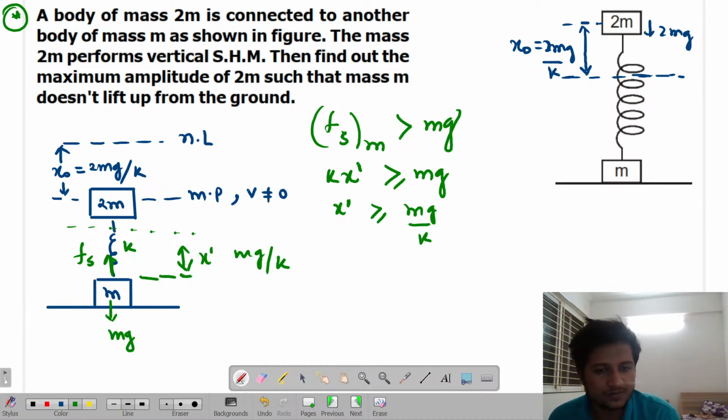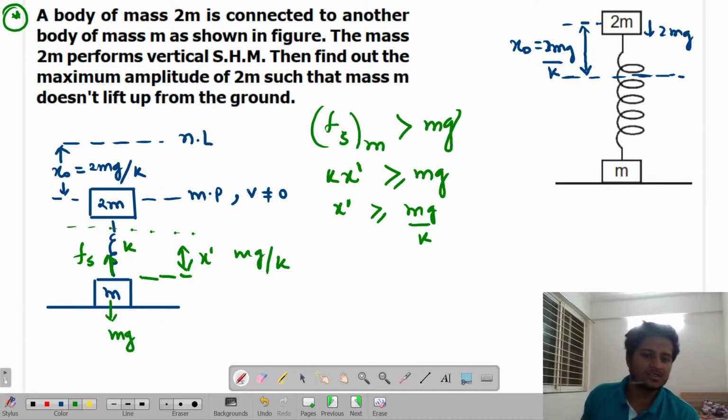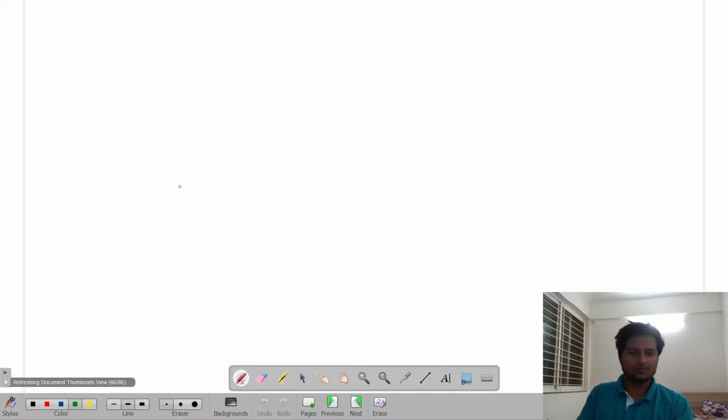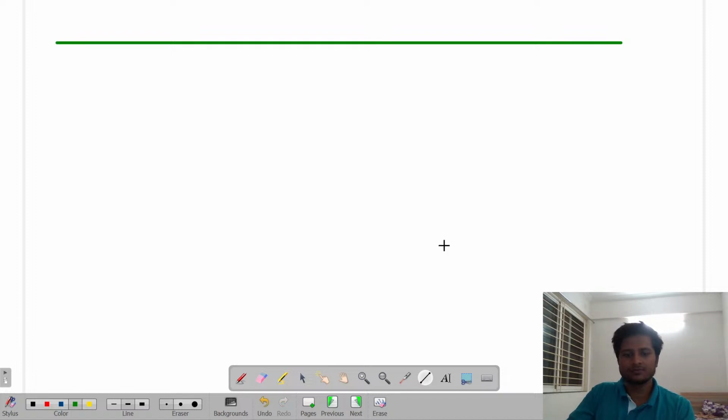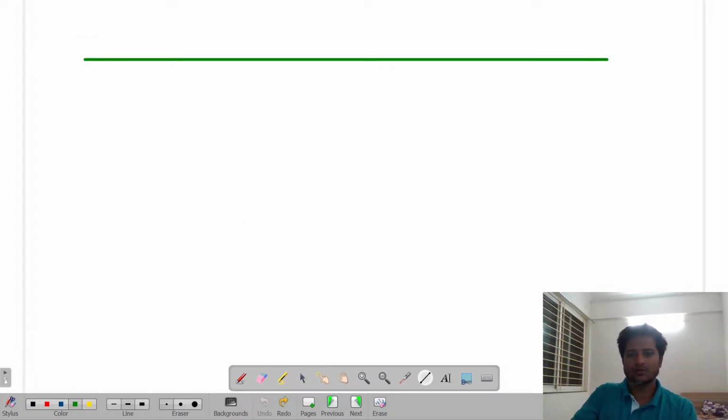Is that clear? So now look carefully. First this 2m will go to the mean point, where its velocity will not be zero. Then once again it will rise up till over here. It will come over here. And then what will be the process? Look carefully. 2m got compressed. I'll draw the condition. This is my natural length. Okay.